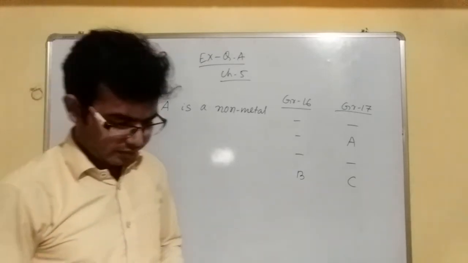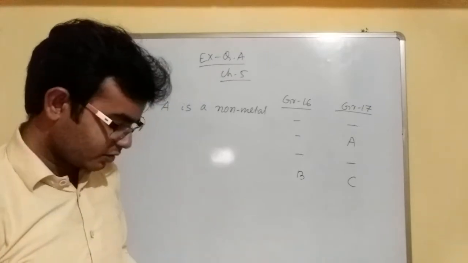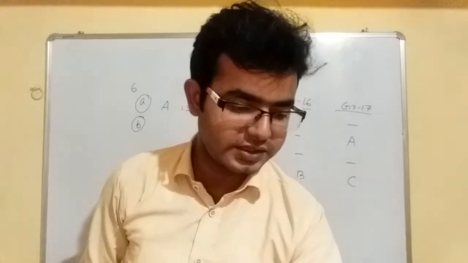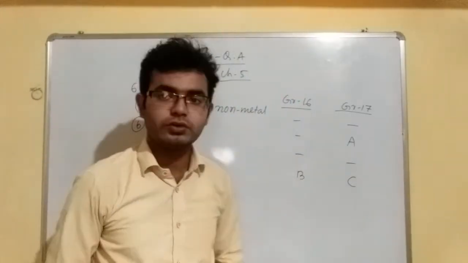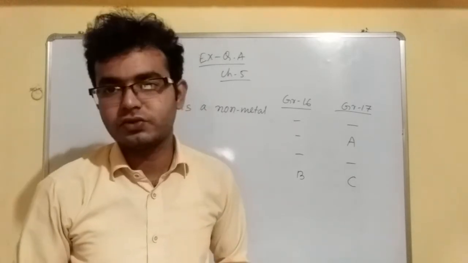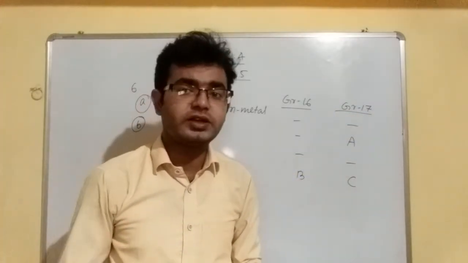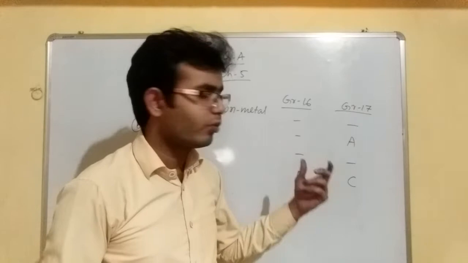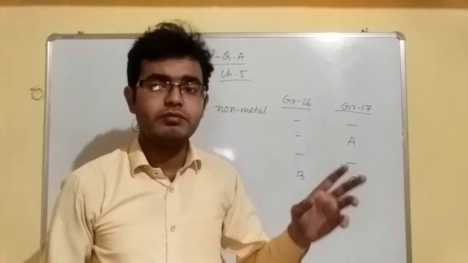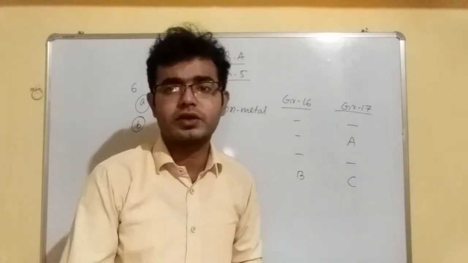B. State whether C is more reactive or less reactive than A. C and A are both present in group 17, so these are non-metals. As we know, the reactivity of non-metals depends upon the tendency to gain electrons. The smaller atom has more tendency to gain an electron, and hence more reactivity.